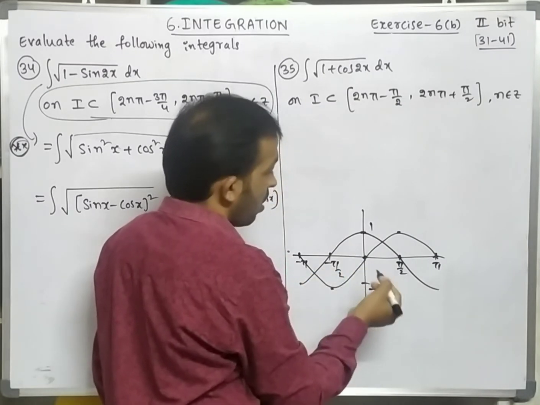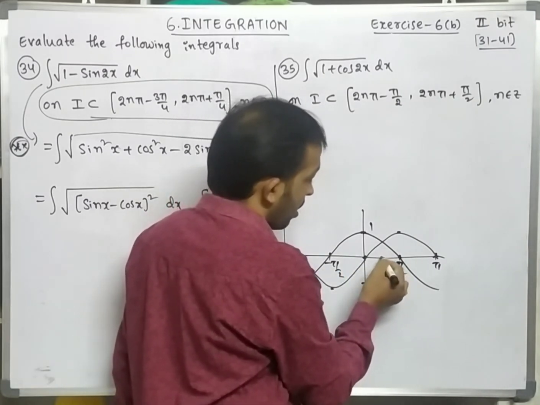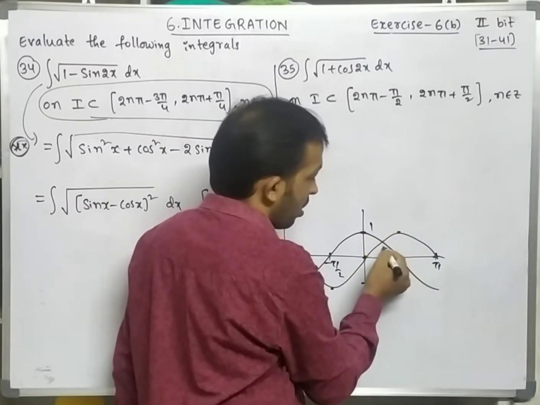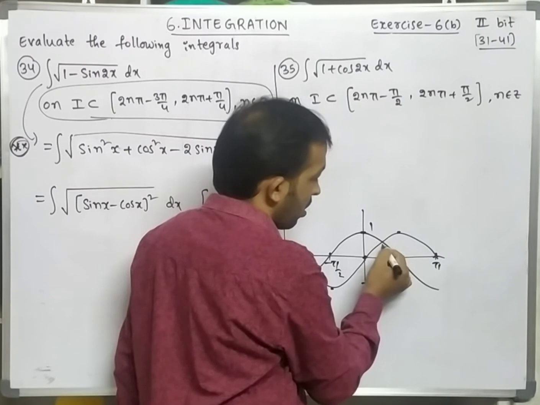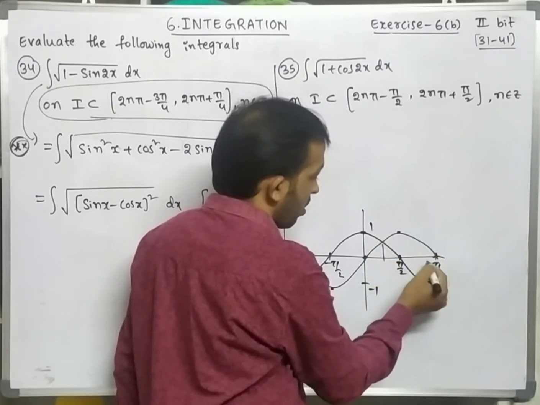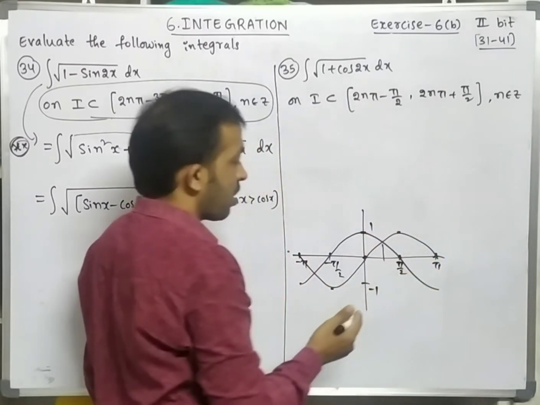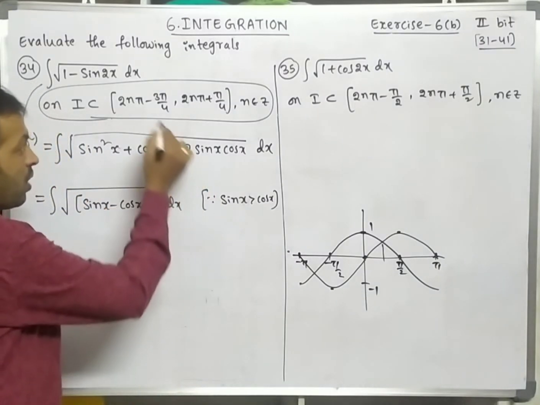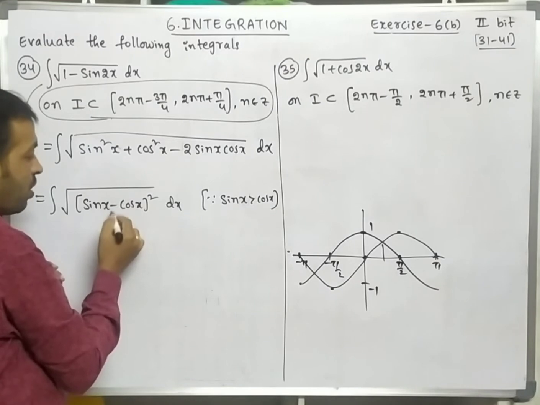Okay, so in some intervals sin theta is greater than cos theta. In this particular interval, sin is greater than cos. That's why this condition is involved while doing this problem.